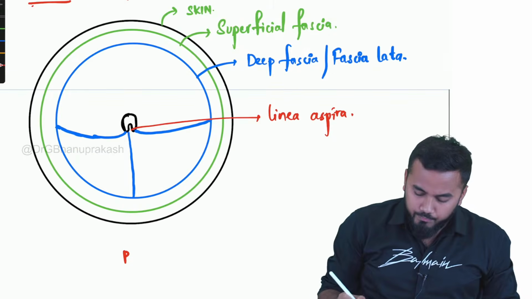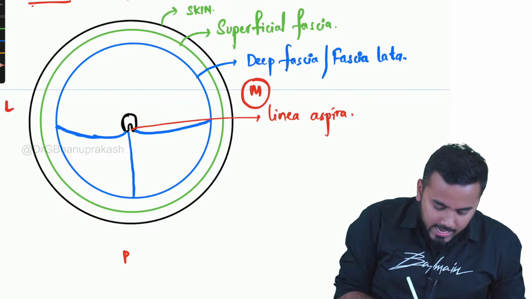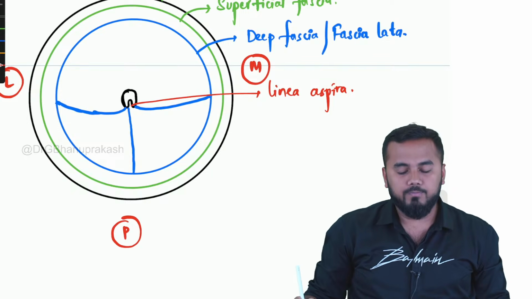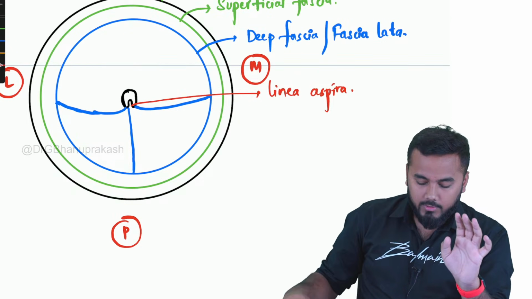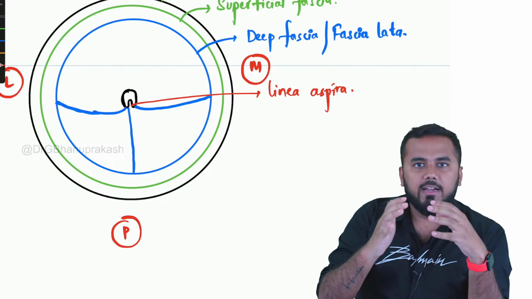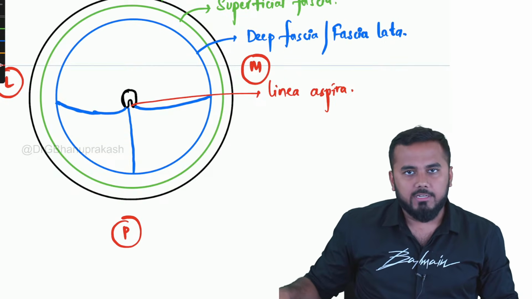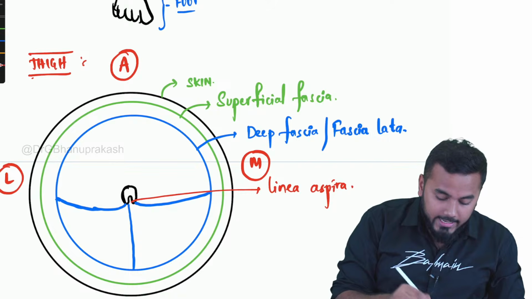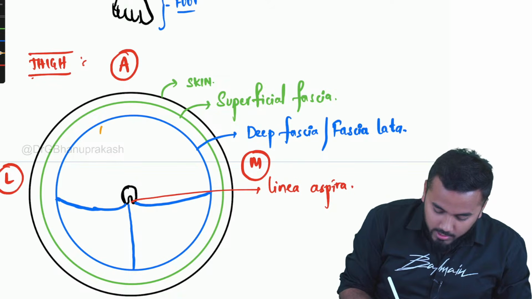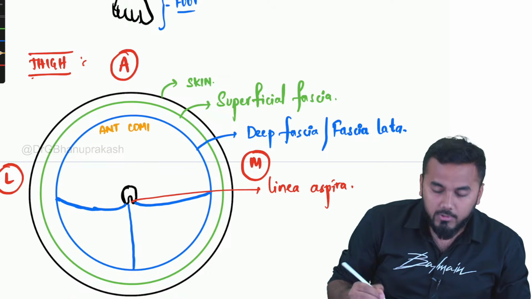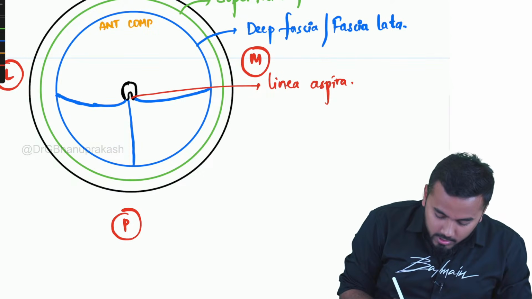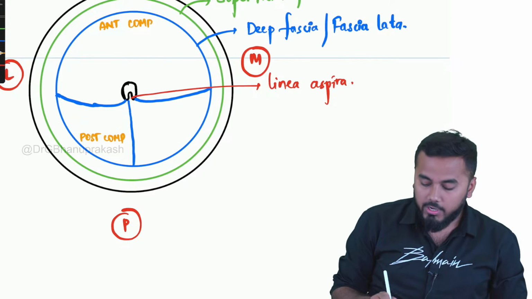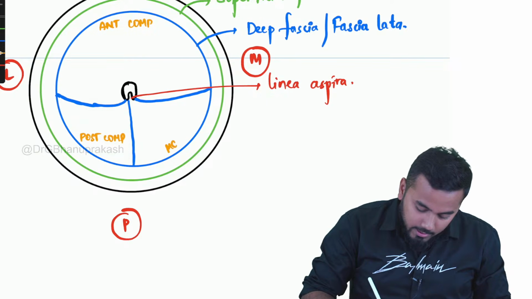Now this is the medial side, and this is the lateral side. We have anterior, medial, posterior as well as the lateral side. So the deep fascia of the thigh has divided the thigh into three compartments. The compartment facing anterior is called the anterior compartment. Whatever is facing posterior is called the posterior compartment. Whatever is facing medially is called the medial compartment.